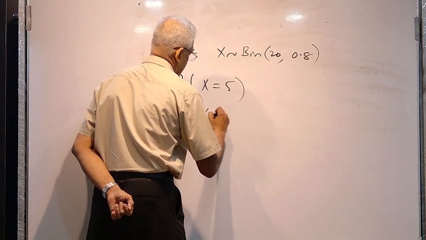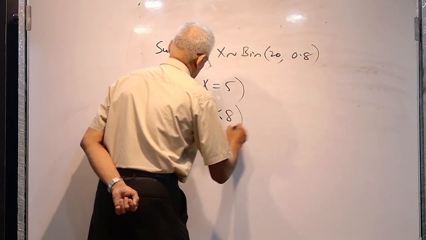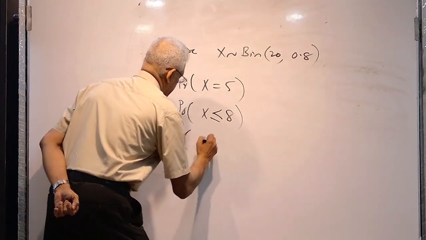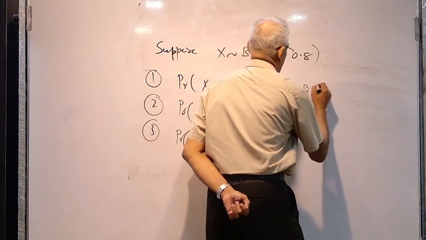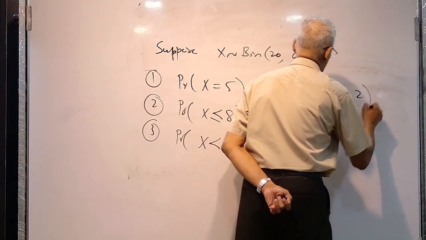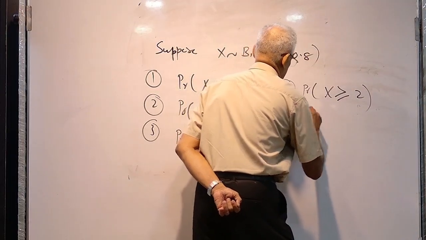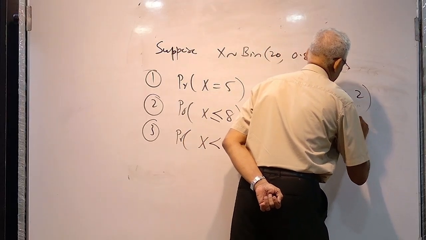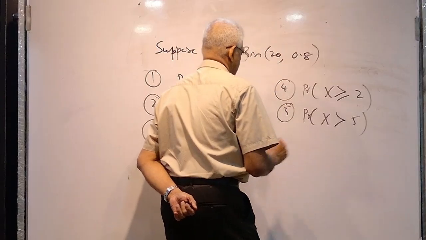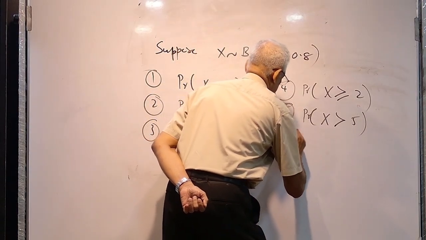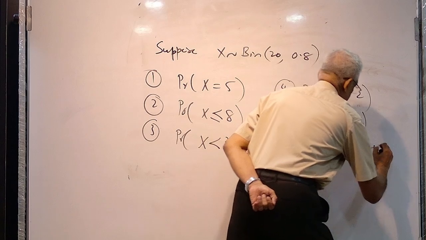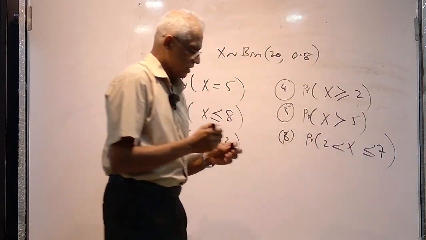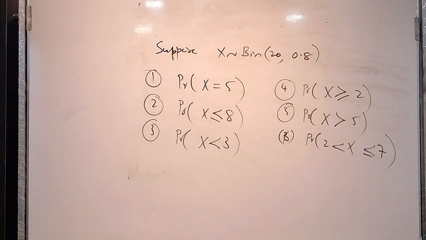Probability X less than or equal to 8. Probability X less than 3. Probability X greater than or equal to 2. Probability X greater than 5. Probability X between 2 and 7, greater than 2 and less than or equal to 7. Let's calculate these things using R.